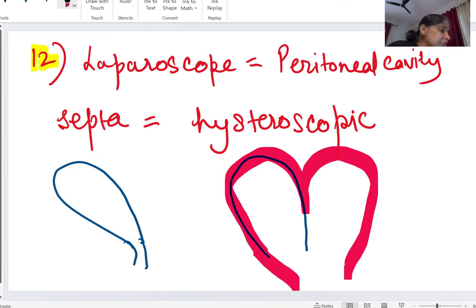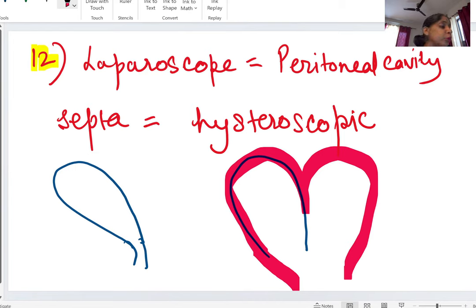HSG versus hysteroscopy, which is best for Mullerian anomaly? Dr. Mohammed is asking this. Beta, for the septate uterus, hysteroscopy is best. If you are talking only of the septate uterus, hysteroscopy is best because in that we are seeing the anomaly directly with our eyes, with the help of the scope.